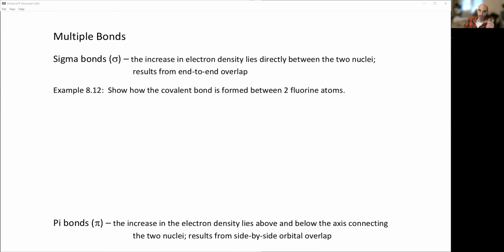There are two types of bonds. A sigma bond is, and this is the important part here, our end-to-end overlap. It's important to recognize that a sigma bond, the first bond, is always sigma. We call it a sigma bond because it is end-to-end.